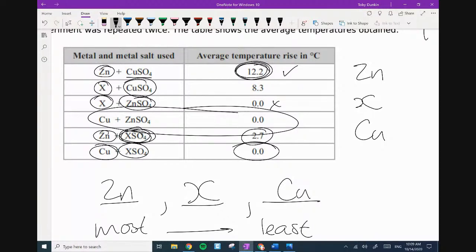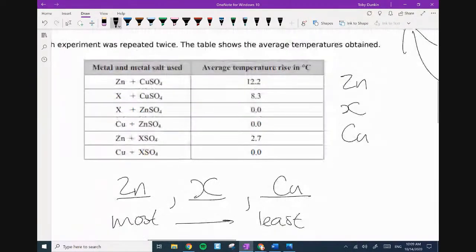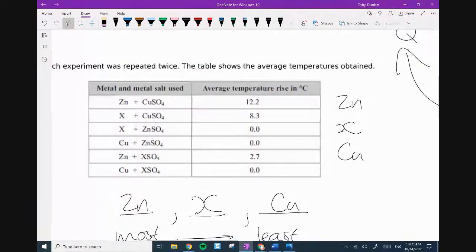It's really nice to see these questions, and they're a bit tricky. What it requires is to be really logical and to not rush it. Students often try to just guess these things. And you could have also looked at the fact that the zinc and copper have the biggest heat difference, biggest temperature rise as well, which means that they're the biggest difference in reactivity as well. But it's a really nice exercise.